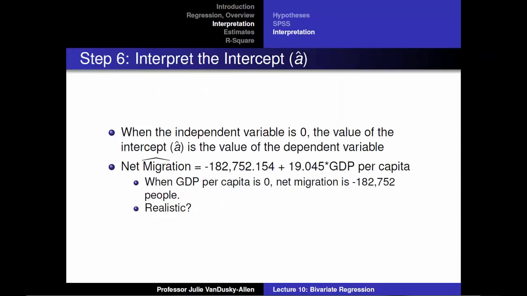Next, you interpret the intercept A hat. Sometimes it makes sense to interpret it, and sometimes it does not. A hat tells us what the value of the dependent variable would be if the independent variable had a value of 0. So in this case, when GDP per capita is 0, net migration is predicted to be negative 182,752. This is unrealistic because no countries in the world have a GDP per capita of $0.